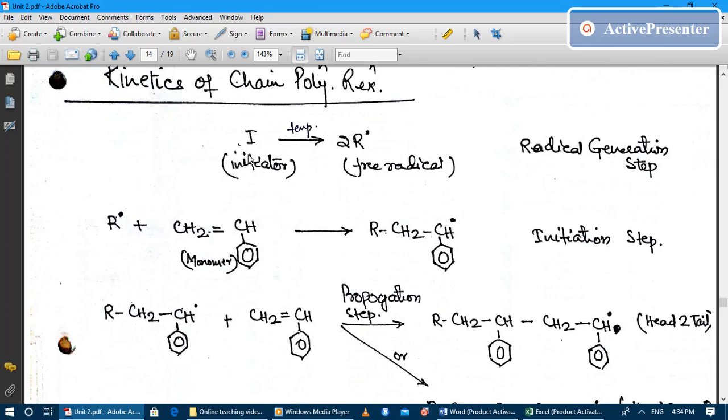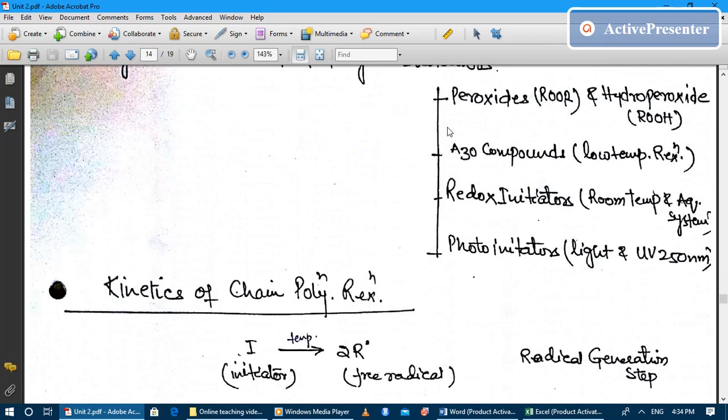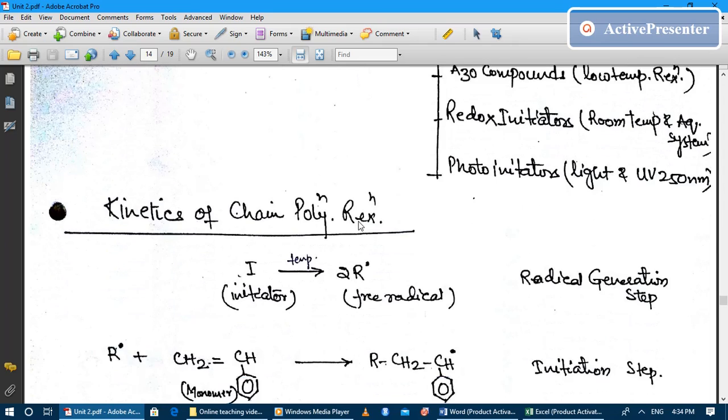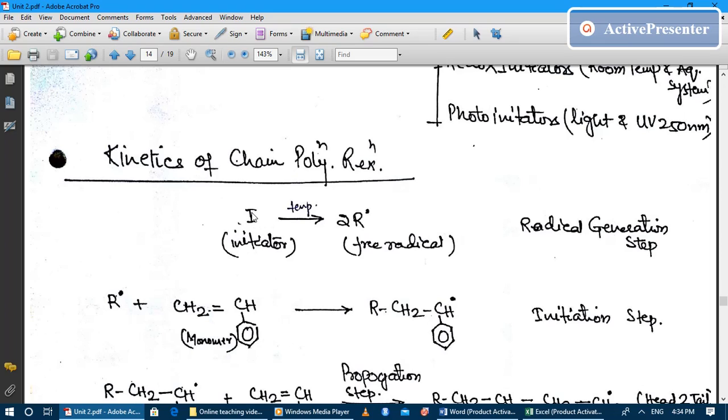Here initiator I. This initiator may be anything: peroxide, hydroperoxide, azo, redox or photoinitiator. So this initiator I will undergo thermal decomposition when it will be exposed to the temperature above its decomposition temperature, and free radicals will be formed. So one initiator is going to form two free radicals. This dot represents the free radical site. Okay, so this step is known as radical generation step.